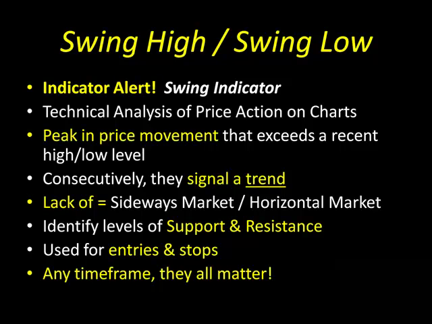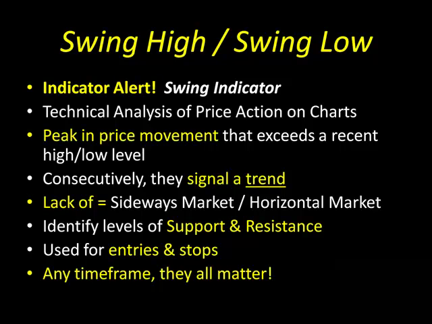But basically, swing highs and swing lows, this is a technical analysis tool, and it's analysis of price action on your charts. A swing high is a peak in price movement that exceeds a recent high. Of course, a swing low is a trough or a valley right below a recent low. Now, when you have swing highs or swing lows consecutively, they will signal a trend. So back-to-back swing highs will signal a trend. Back-to-back swing lows, a trend to the opposite side.